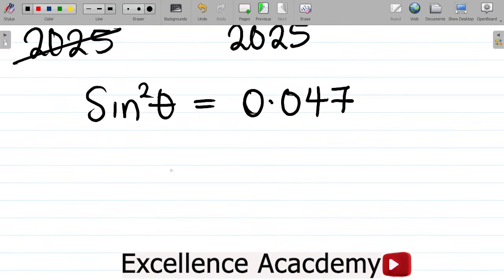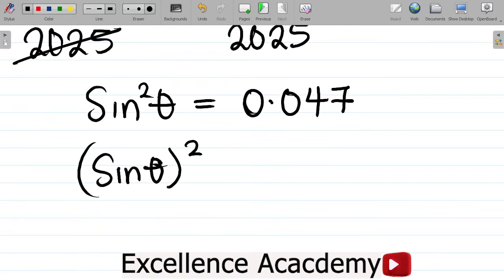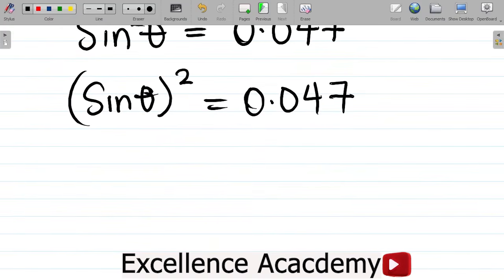Now we want to get the value of theta. Don't forget that sine squared theta simply means sine theta, all squared. This is the meaning of sine squared theta. Sine theta all squared is equal to 0.047. Hence, to get the value of sine theta, I will take the square root of both sides.